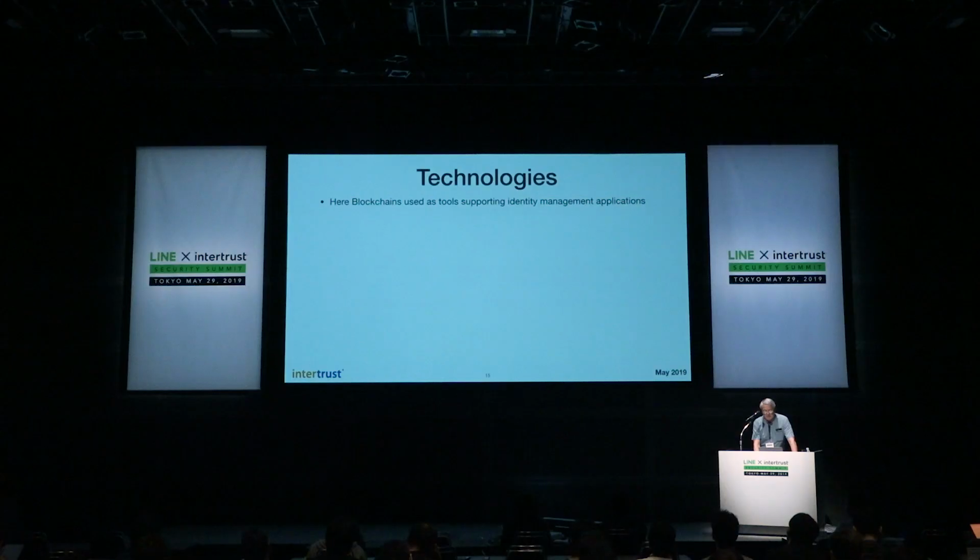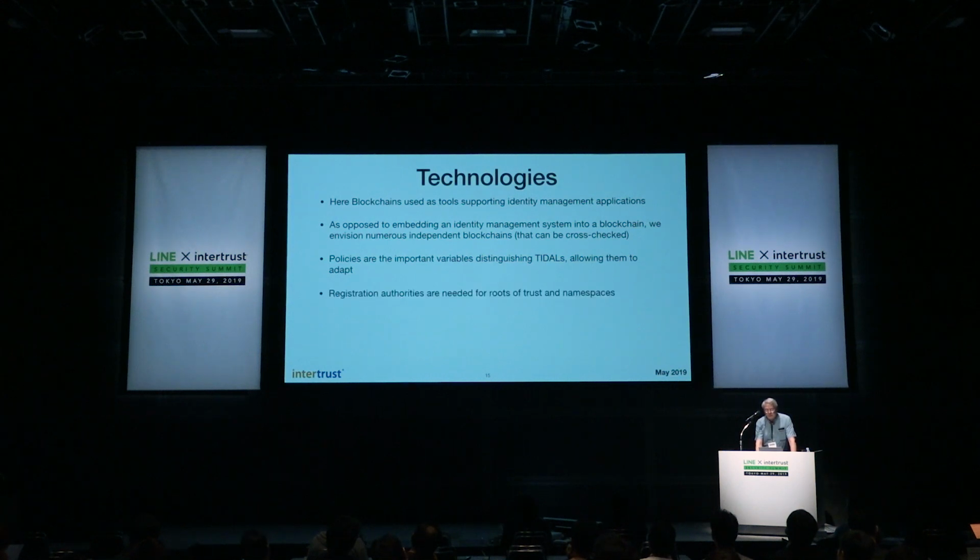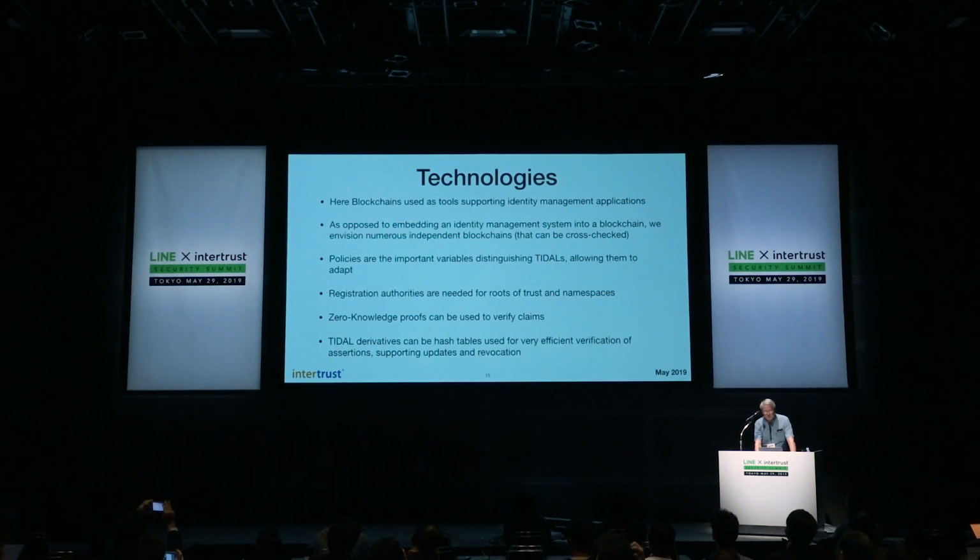Technologies are blockchains that are used as tools supporting identity management applications. We're not trying to put this into a blockchain like Ethereum or anything like that. We're just going to use blockchain concepts, such as what Stuart talked about this morning, as a tool to accomplish a very, very specific task. Policies are the important variables, and registration authorities are going to be needed for the roots of trust and namespaces and things of that sort. And other tools such as zero-knowledge proofs can also be used in a system like this.